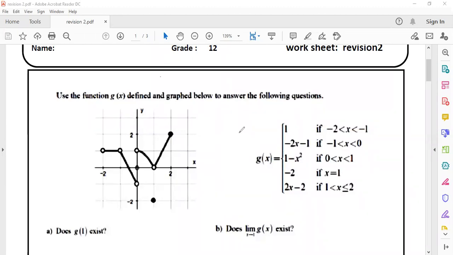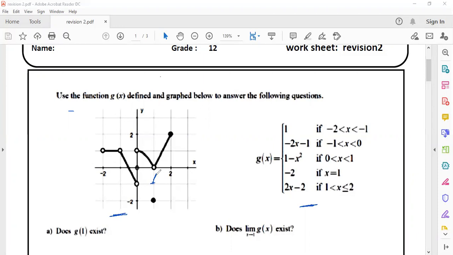Here, as you see, look with me here: use the function g of x defined and graphed below to answer the following questions. That is the graph of the function, and that is the rule of the function. Here he asks you, does g of 1 exist? I'm asking whether g of 1 is defined or undefined, whether it has a value or not.